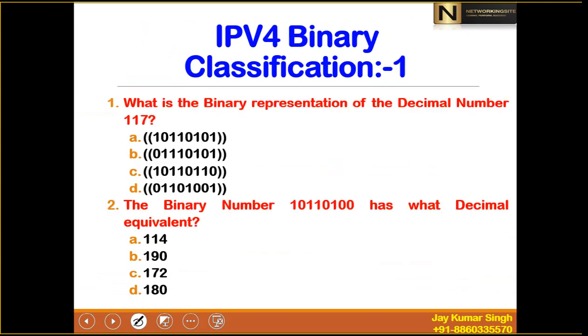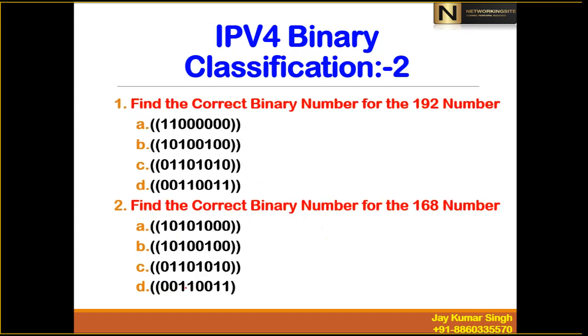Now here I have some assignments, right? If I give you this number, 117, what will be the binary representation of this 117? This is objective. You can select and let me know. Here, if we have this binary, what will be in decimal? Here also, if we have this decimal, what will be in binary? And here also, if we have this number in decimal, what will be in binary? Just for refreshing yourself. If you know, you can refresh yourself, right?